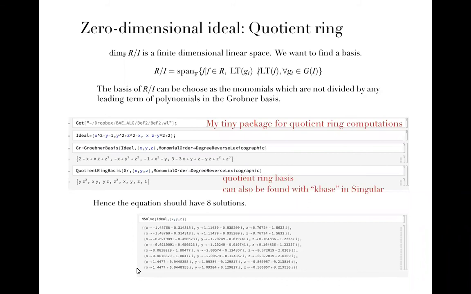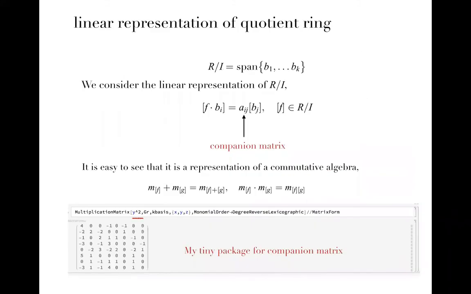But if you are really using Singular, not Mathematica, you actually don't need my package, because in Singular there is something called kbase. The kbase command can easily give you the basis for the quotient ring and give you the counting. You don't need to do it by yourself. So this is just to tell you the number of solutions. That's not enough. You want to really understand the solutions.